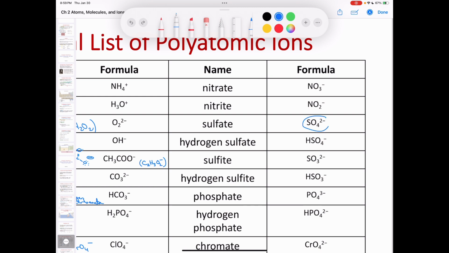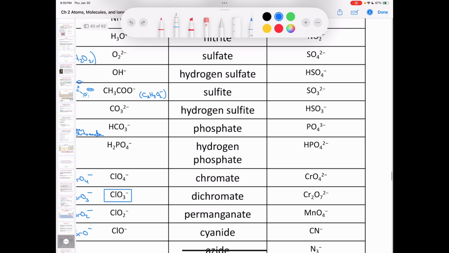If you can memorize sulfate, SO4 2 minus, if you lose an oxygen, you get a sulfite. So sulfate and sulfite. If you add a hydrogen to a sulfate, you end up with a hydrogen sulfate, HSO4 minus. Hydrogen sulfate makes sense. You take the sulfite, you add a hydrogen, it loses 1 negative charge, so HSO3 minus.